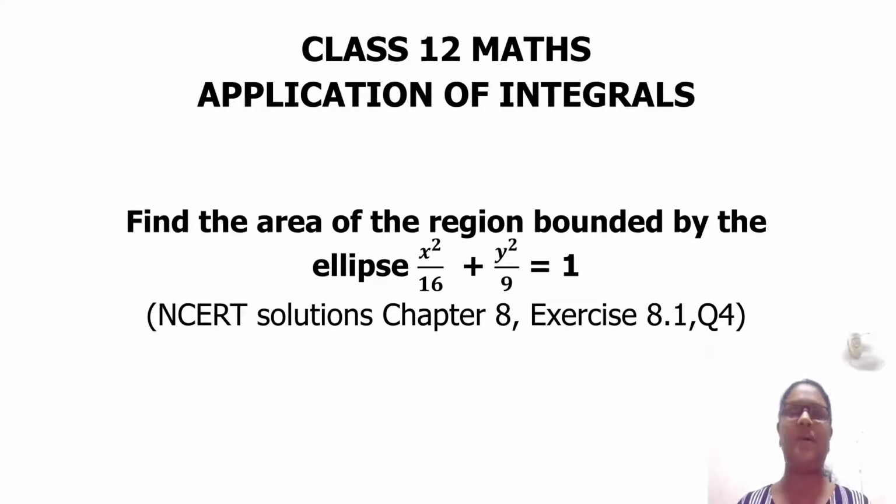In this video, I'll explain one important question from application of integrals. Let's solve it together. So the question is, find the area of the region bounded by x square by 16 plus y square by 9 equal to 1. So this is the equation of ellipse.